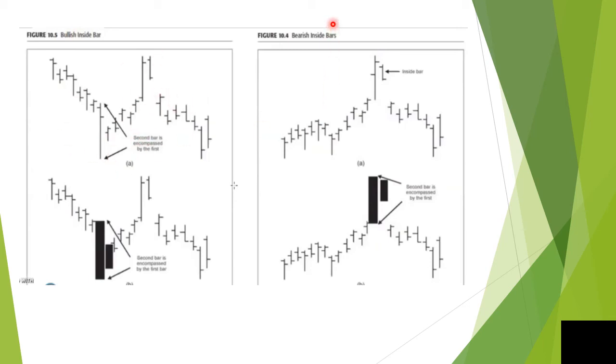So sama juga dengan bearish, dia daripada uptrend, so dia dah ada make confirmation kat sini, so dia akan go to downtrend. So yang pertama dia mesti lebih panjang daripada yang kedua, smaller one.